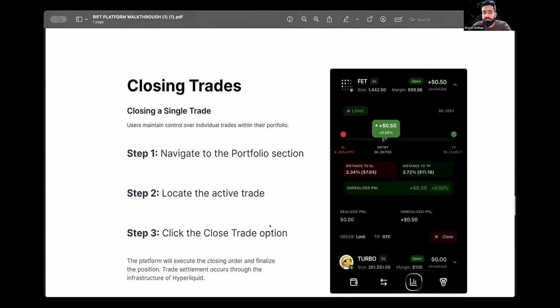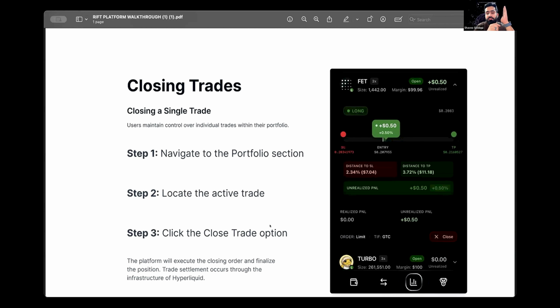Then there is closing trade. So as I said, there are 2 points with which a trade is placed. When you place a trade, there will be 2 points. One will be stop loss, one will be take profit. The moment your trade goes to take profit, it will be closed with the profit. The moment it reaches the stop loss, it will be closed with the loss.